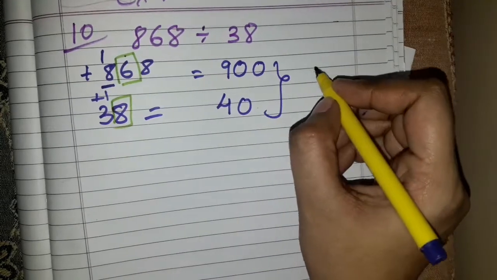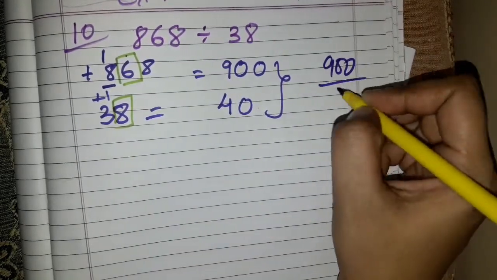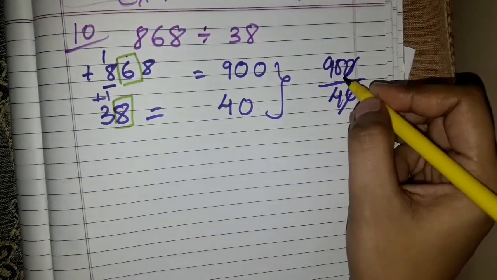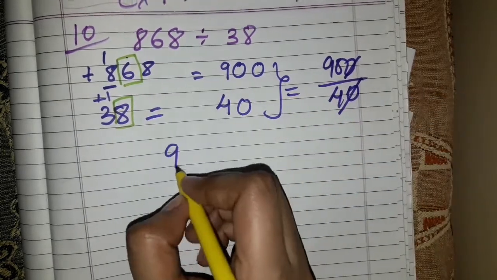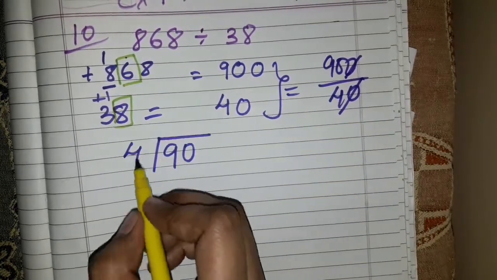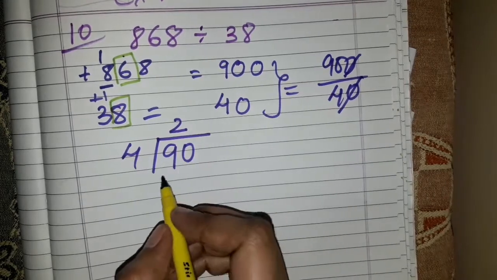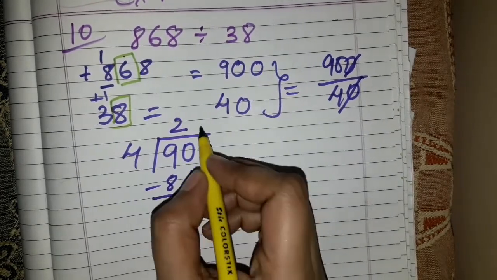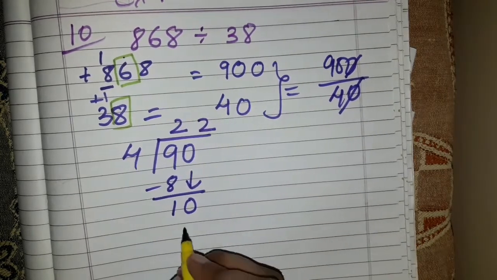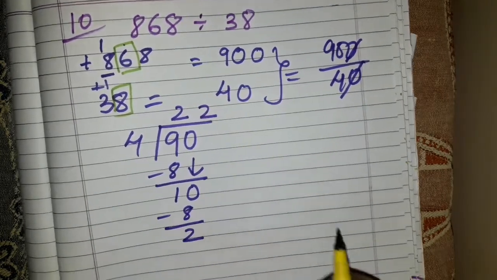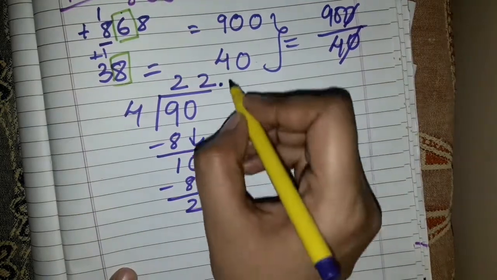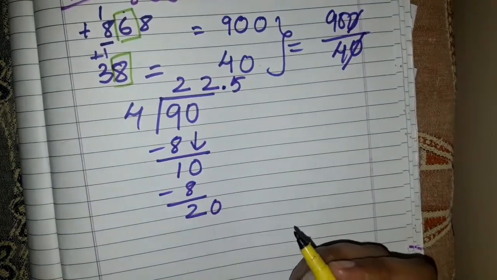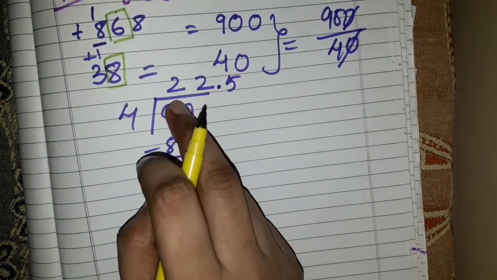So 900, let's divide them both. 900 divided by 40. 0, 0 cancelled. Okay, so now what is left? 90 divided by 4. We know it goes 2 times. 1, 0 will come down. 2 will go. Okay, it will go twice. 8, 2, 0, and we know that it will go 5 times. So now the answer is what? 22.5.